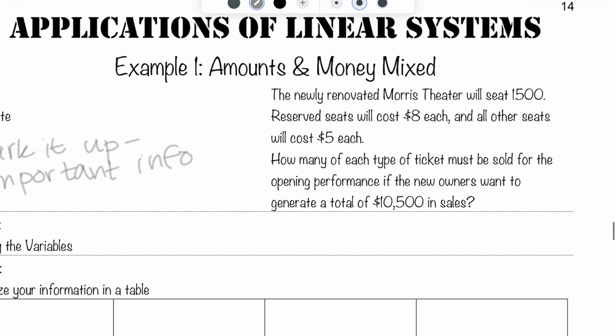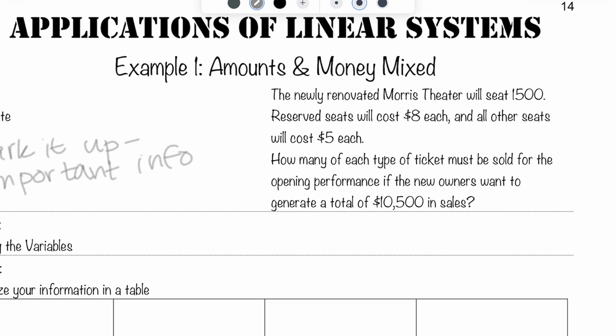So let's read through this. The newly renovated Morris Theater will seat 1,500 people. Reserved seats will cost $8 each, and all other seats will cost $5 each. How many of each type of ticket must be sold for the opening performance if the new owners want to generate a total of $10,500 in sales?